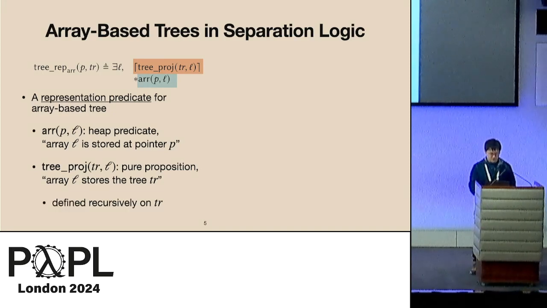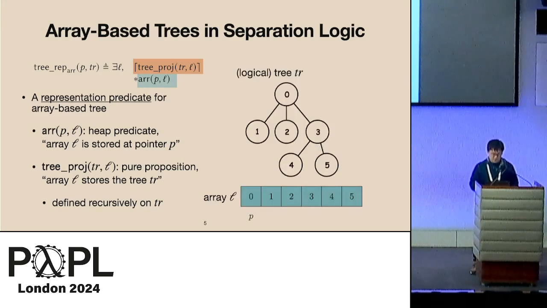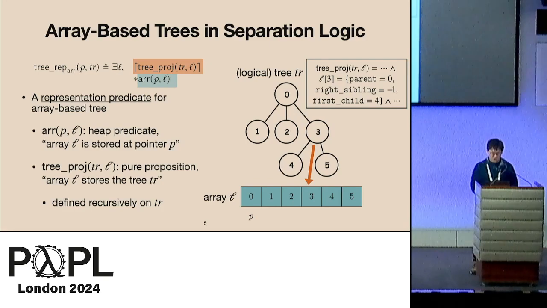So this pure proposition can be defined recursively on the logical tree. And we also assume that each node of the logical tree carries some unique index. As a concrete example here, consider the situation where this tree TR is stored in the array L. Then the pure proposition will be a conjunction of equalities where each equality captures some information of a node. For the node 3, for example, the equality tells that in the third element of the array L, the parent field should be 0, the right sibling field should be -1, and the first child field should be 4.